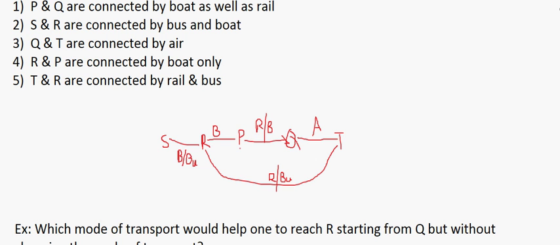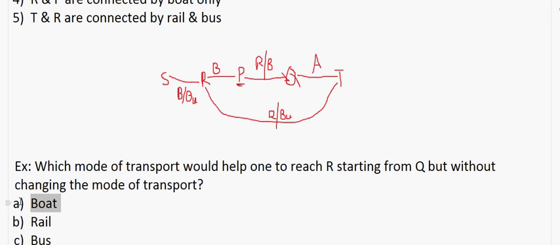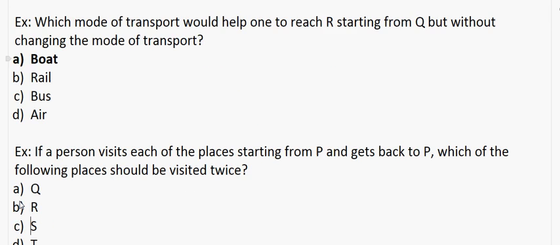So starting from Q, how can we reach R? We can reach R via P only, right? Or we can reach R via T. So we can reach R in two ways, one via P and one via T. If we reach R via T, we can take boat as the medium and we don't need to change the medium. But when we reach R via P, we have to change the medium, which is not what is required in the question. So by a boat we can reach R without changing the medium.